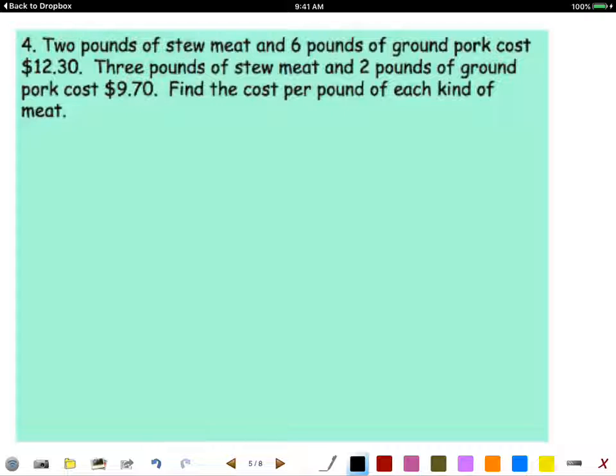Okay, so what we're going to do is we're going to write one equation using the first sentence and one equation using the second sentence. But before we do that, we have to decide what variable we're going to use. We're talking about stew meat and we're talking about pork, ground pork. So I'm going to use, because S looks kind of like a 5, I'm going to use M to represent, what should that represent? Stew meat. Okay, but what about the stew meat? What are we trying to figure out? The cost, right? Cost per pound of stew meat.